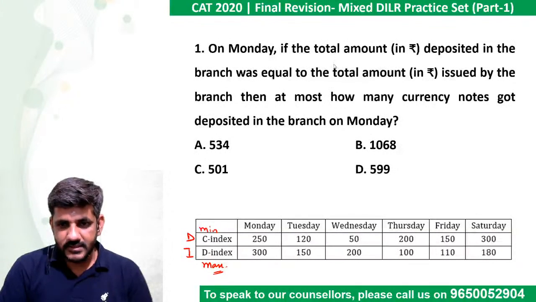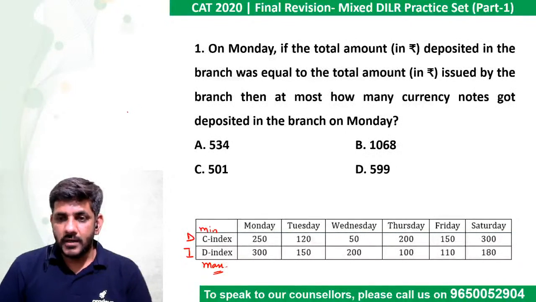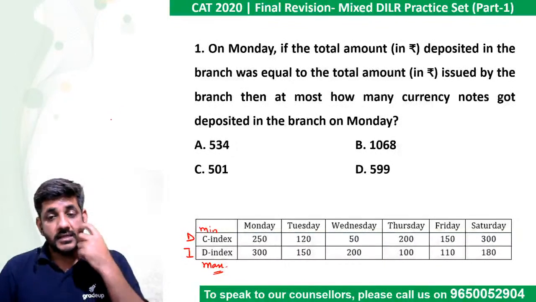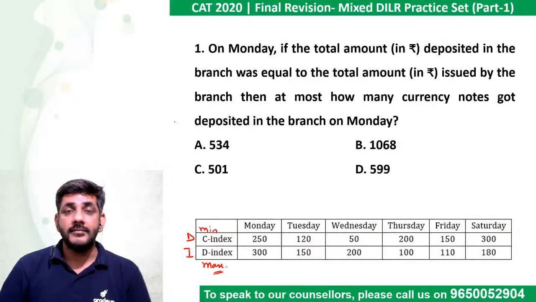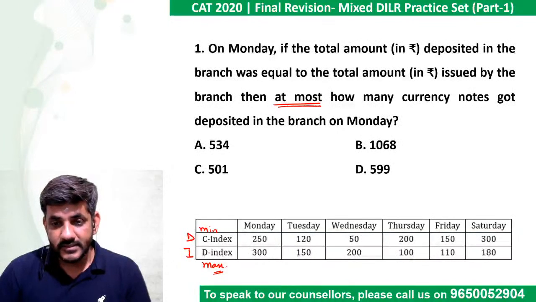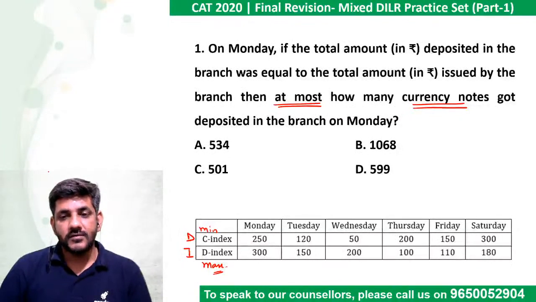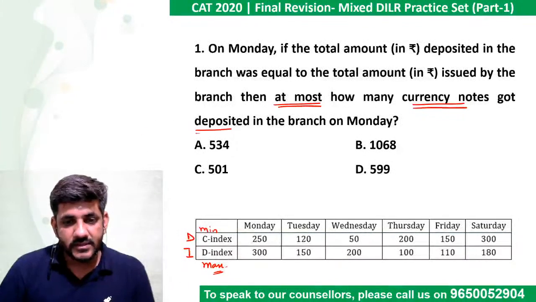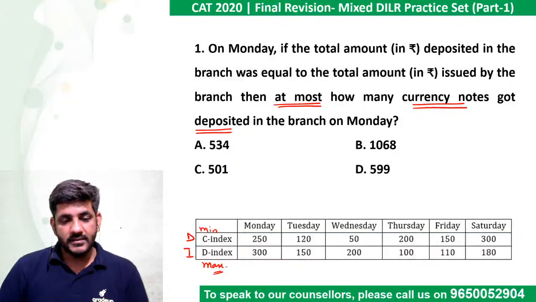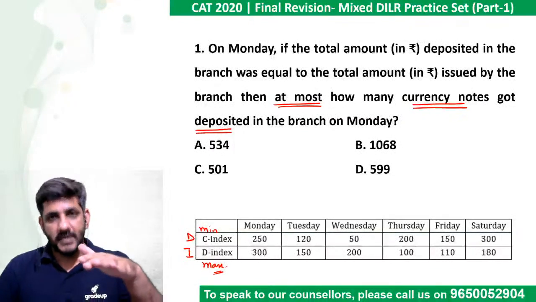Chaliye ji. So let's start discussing this first question. On Monday, if the total amount deposited in the branch was equal to the total amount issued by the branch, then at most, how many currency notes get deposited in the branch on Monday? Our job is to maximize the number of currency notes, by making the amounts equal, and we have to maximize the currency notes which are deposited.